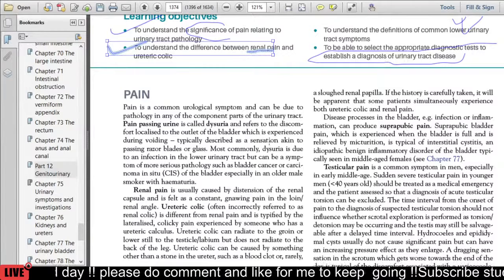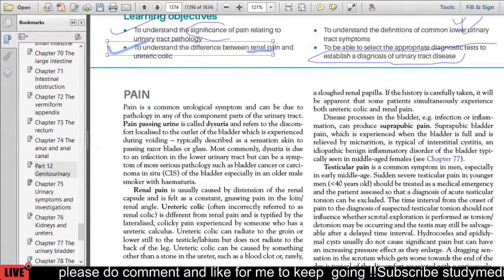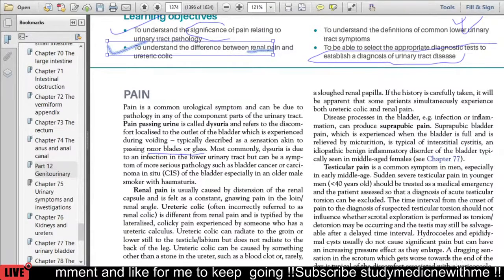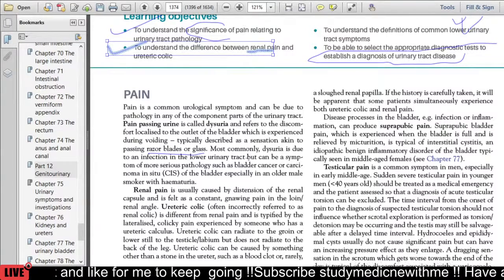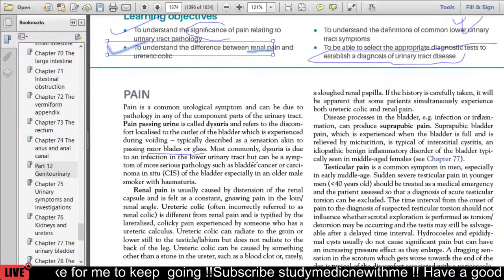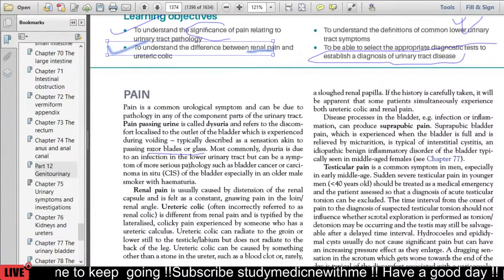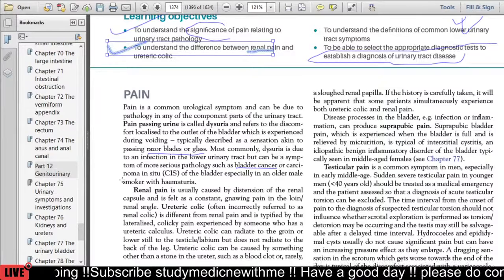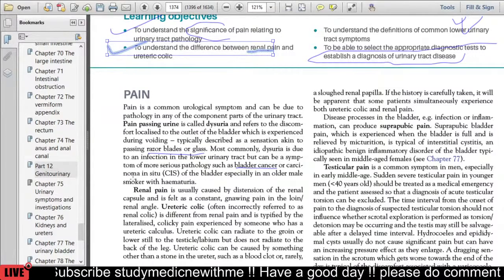Typically described as a sensation akin to passing razor blades or glass. Oh my god, razor blades or glass. Most commonly dysuria is due to an infection in the lower urinary tract, but it can be a symptom of more serious pathologies such as bladder cancer and carcinoma in situ of the bladder.